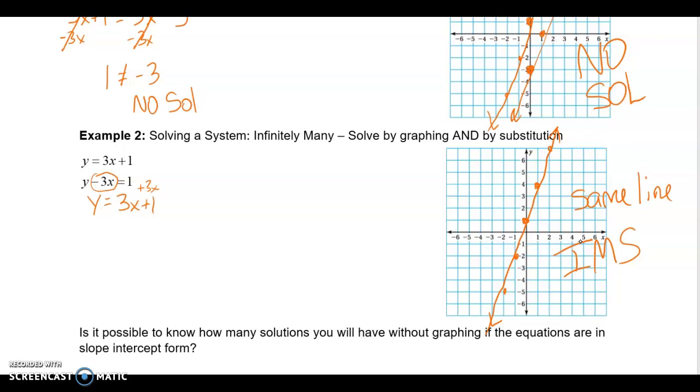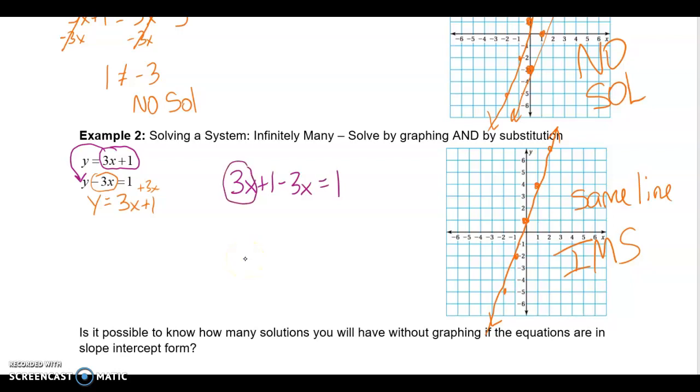It also said to solve it using substitution. Since this is already solved for y, I'm going to take this and sub it down into this other equation right there for y. So y equals this. Now I'm going to rewrite this over here. You can notice my change in color. Instead of y, I'm going to write 3x plus 1. And then I go ahead with the rest of the equation. I write minus 3x and then equals 1.